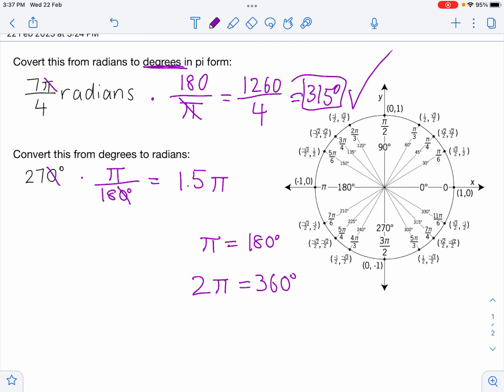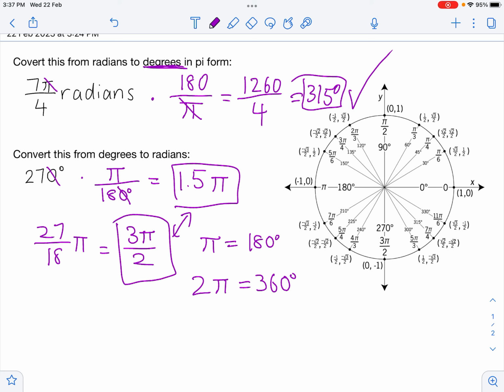So that is my answer, or you can just leave it as 27 over 18 pi, and then simplify it, and you get 3 pi over 2. So there's 2 answers depending on what the question asks you. If they ask you for a decimal, then you can leave your answer like this, and then times pi, or you can leave your answer like this.